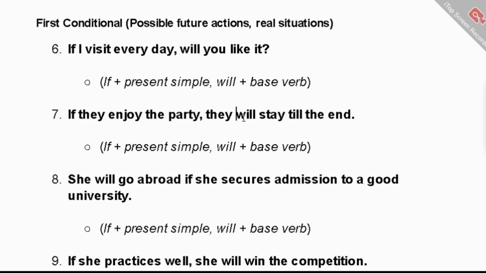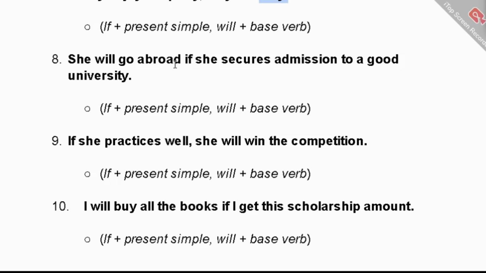So if you get will plus V1 and here present simple, then it's a first conditional. She will go abroad if she secures admission to a good university. So if plus present simple plus will plus base form, here you can see the changes. Here you can change the structure.